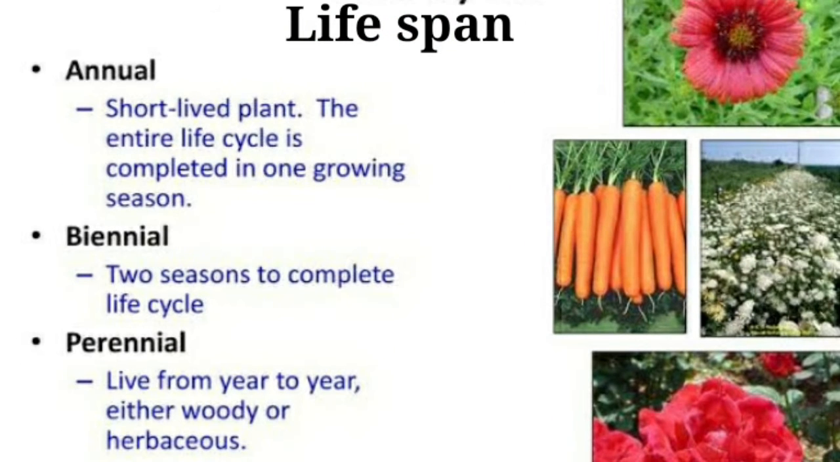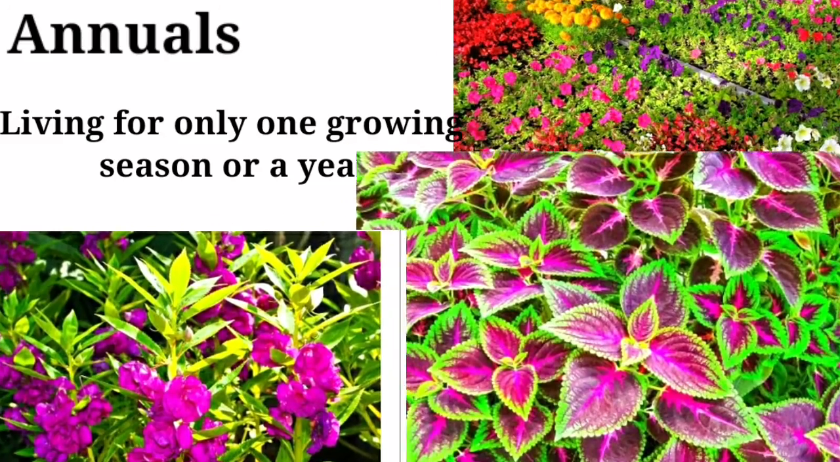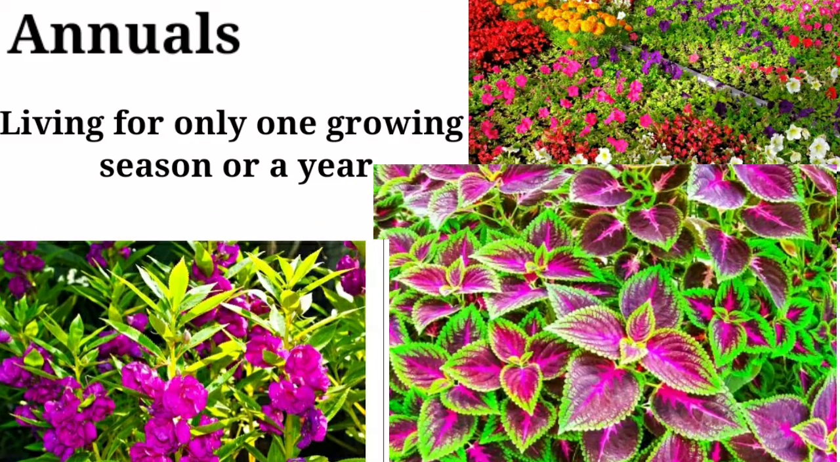Based on the lifespan, there are three types of plants: annuals, biennials and perennials. Annuals are nothing but the plants living for only one growing season, that is pertaining to a year. They start flowering at the end of the season. Clear children, annuals are the plants which live for the duration of 1 year.